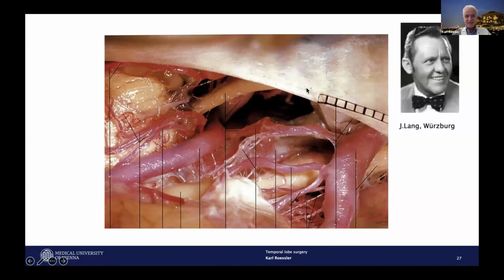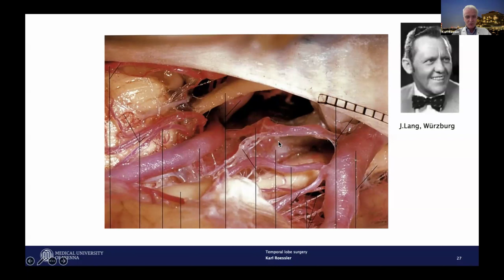And why is temporal lobe surgery so dangerous? And why is stroke a feared complication? This is maybe best thought about if you see this anatomical preparation from Johannes Lang from Würzburg. He was a very famous anatomist. And what you see here is the mesencephalon, the PCA, the ICA, the PCOM, and the choroidal arteries. And this is exactly where you end if you resect your parahippocampal gyrus and hippocampus.